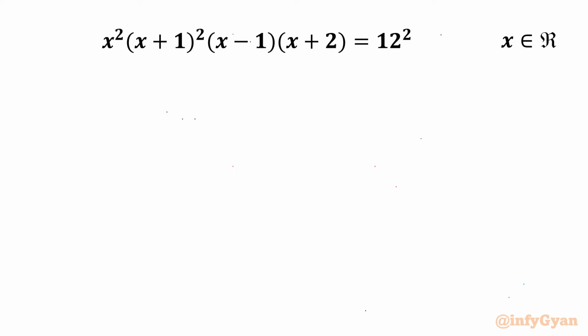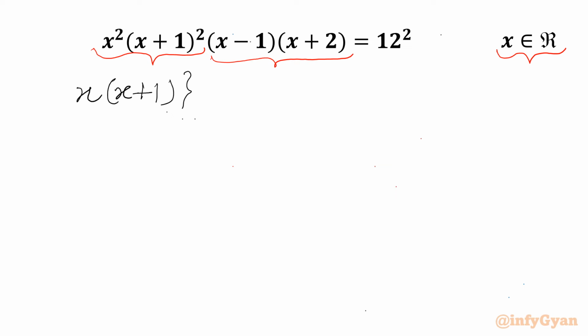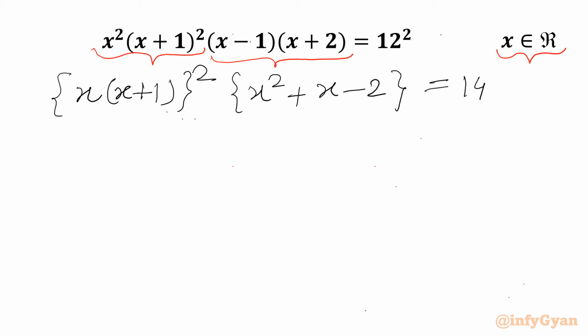In this video, we are going to take up one very interesting question from algebra, and here we have to find out all real solutions. So let's get it started, and I will begin with considering the product of these two and these two terms here. So I can write x times x plus 1 and then whole square. Here I will write x square plus 2x minus x. So x square plus x and then minus 2 equal to 144.